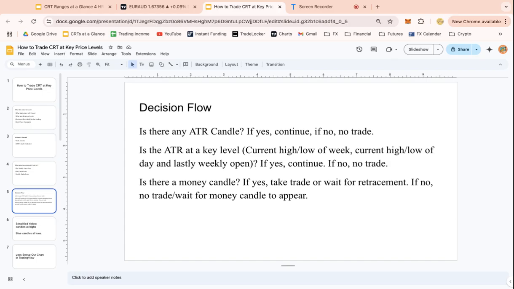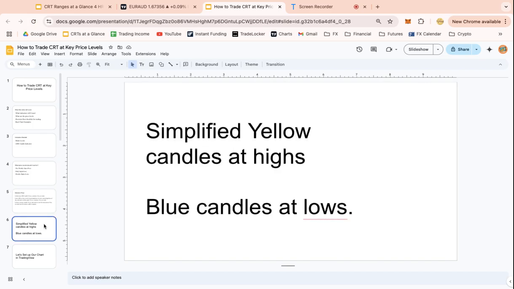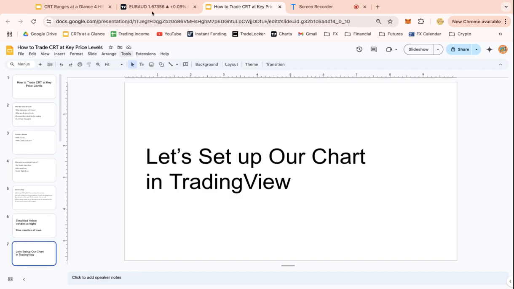Lastly, is there a money candle? If yes, we take the trade or we wait for a retracement in the money candle range to take it. And if no, there is no trade. You must wait for a money candle to appear. So if you have a range but there's no money candle, and I'll show you that, you're going to wait for that candle to appear, and then you are safe to trade once that money candle has closed. To simplify this, you're looking at yellow candles at the highs, blue candles at the lows. That's it. So let's head over to TradingView and set up our chart.